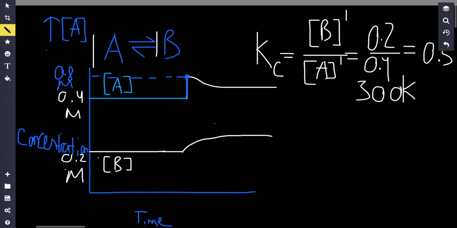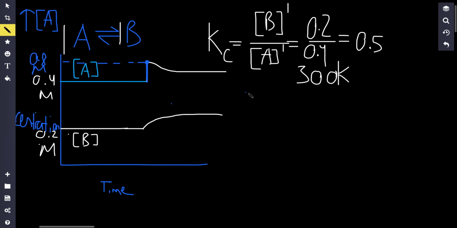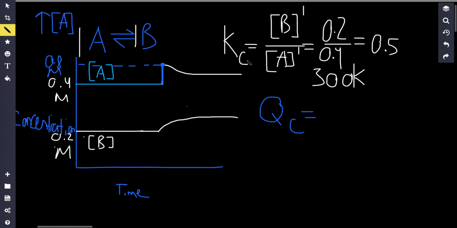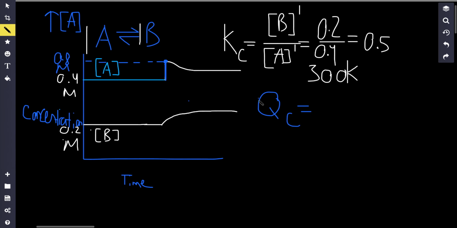All right. When I increase the concentration of A, notice how actually if I write out the reaction quotient for this reaction. So remember, equilibrium constant, you only write it when these are the concentrations at equilibrium, right? So 0.2 is the concentration of B at equilibrium, 0.4 is the concentration of A at equilibrium. However, once we're out of equilibrium, we have to use the reaction quotient to compare it to the equilibrium constant.